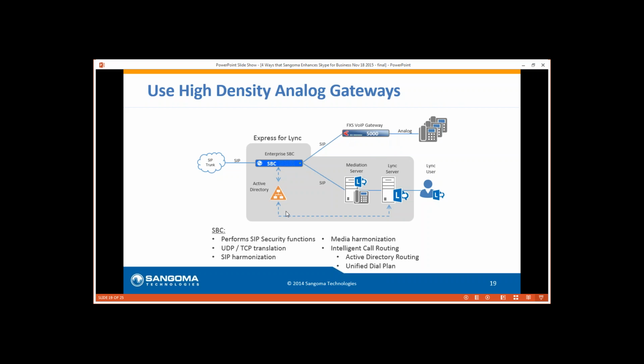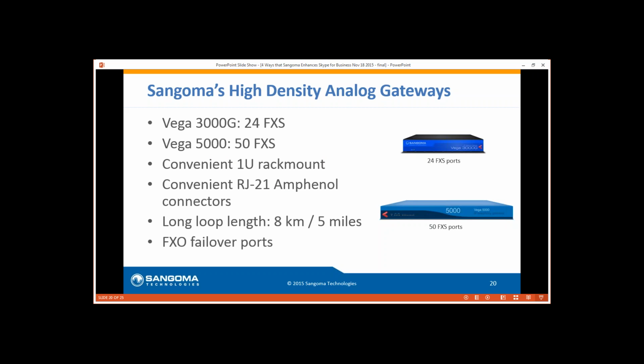And if you have a lot of analog lines, what you'll need is a high-density analog to voice over IP gateway. So in the case of Sangoma, we have 2 products. We have what we call the Vega 3000G, which supports up to 24 analog lines, okay, in a very convenient small 1U form factor. And we have another one in the same 1U form factor, the Vega 5000, that supports 50 analog lines. Okay, so all of them are 1U, all of them have convenient RJ21 like dense Amphenol type connectors.